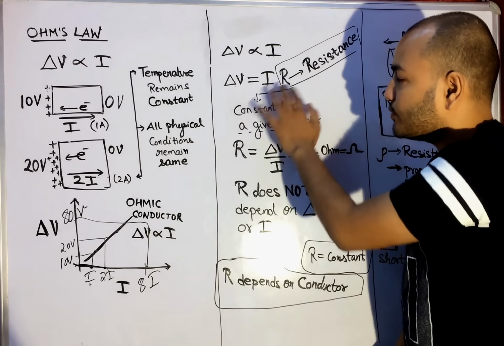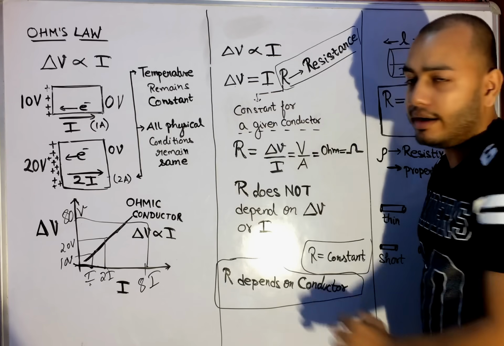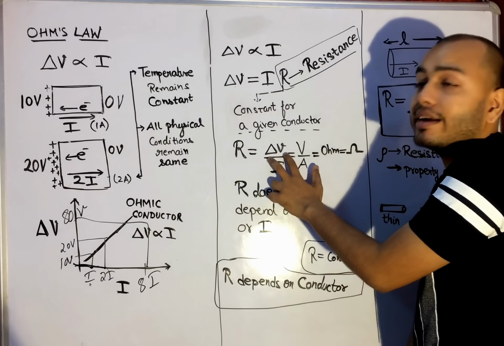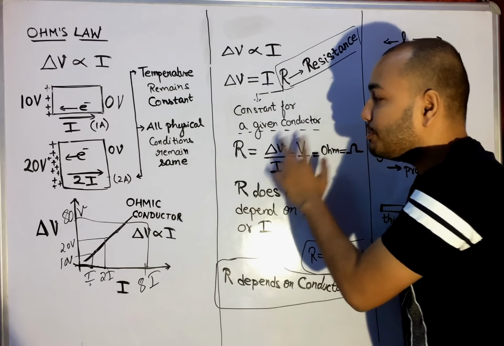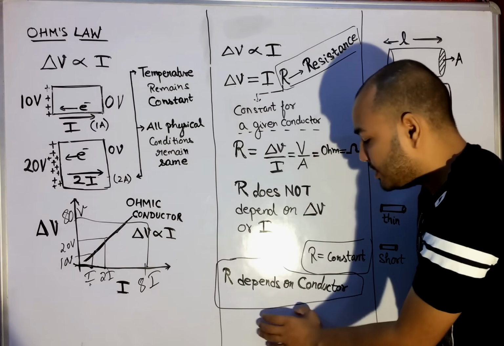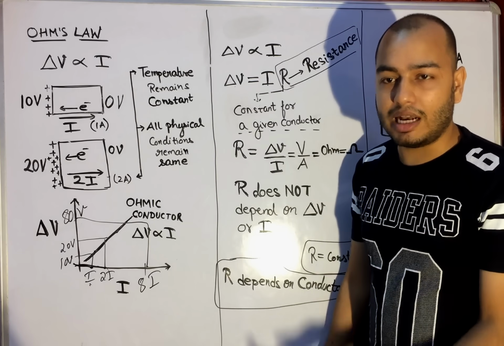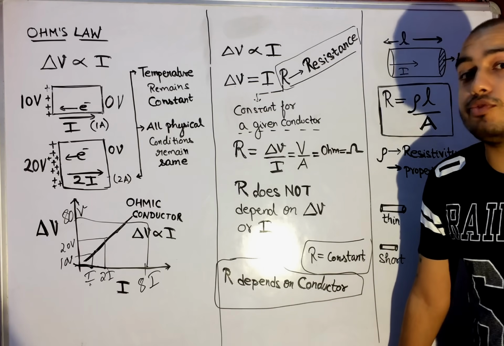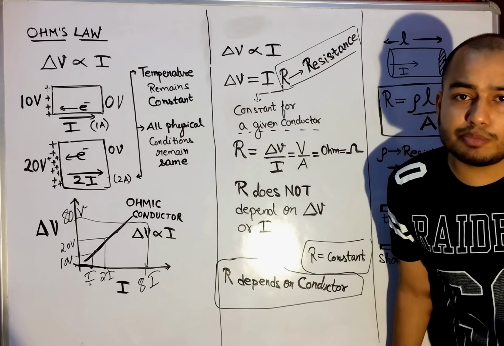But if you see this formula, R is equal to delta V upon I. This formula gives a misconception that resistance is directly proportional to potential difference. It seems like this. If I ask you, does resistance depend upon potential difference? Looking at the formula, you will say yes, but it does not. Resistance depends on conductor. How is that true? Why not? The formula for density is mass upon volume. But density does not depend upon mass or volume. It is constant for a given material. The formula for refractive index is speed of light in that medium upon speed of light in air.